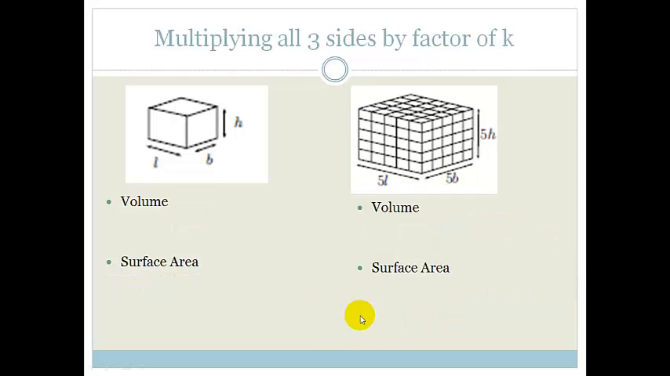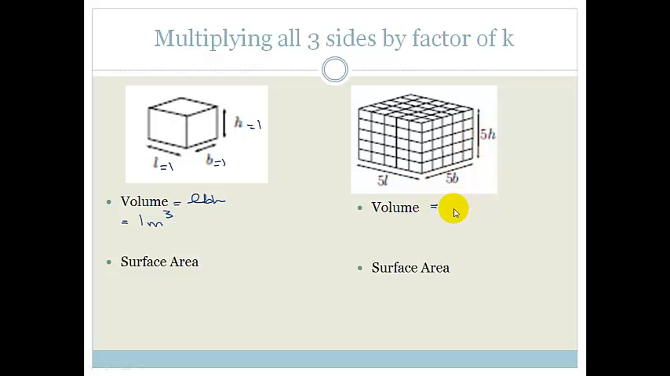Let's look at what happens if we multiply all three sides by a factor of k. So again, the original volume is LBH, and if we let every one of these just be 1 meter, like we did in every one of these other examples, this becomes 1 cubic meter. Now the volume is going to be 5L times 5B times 5H. So what do you predict? Let's see what we get.